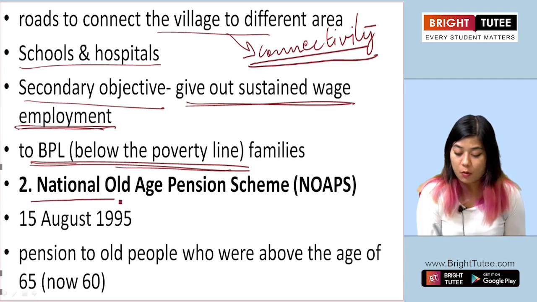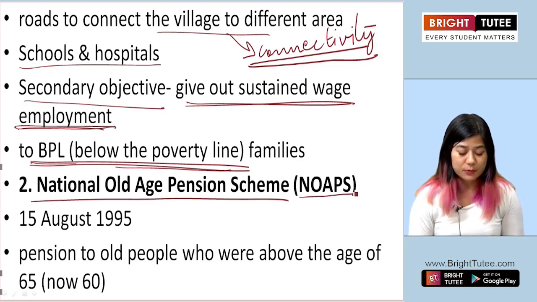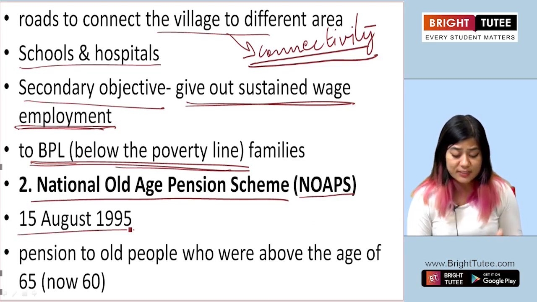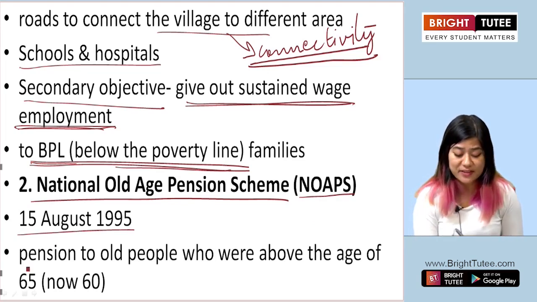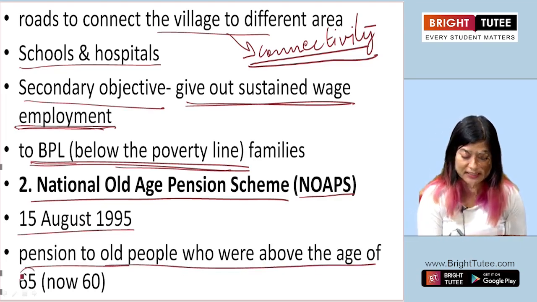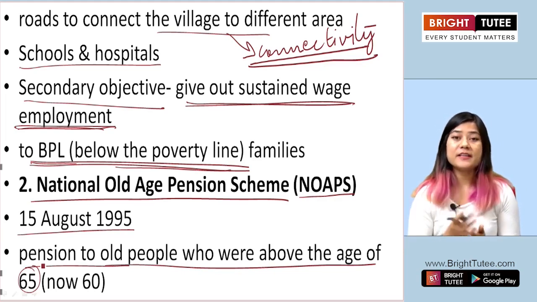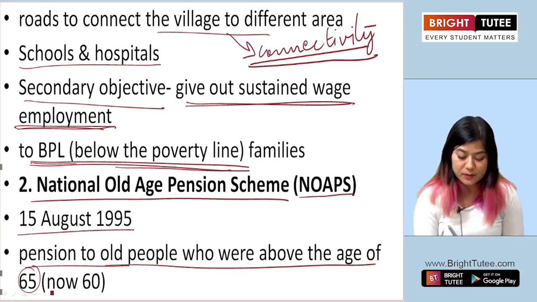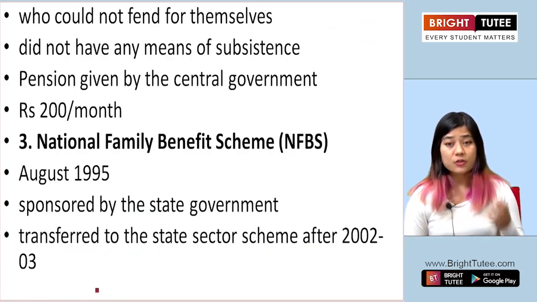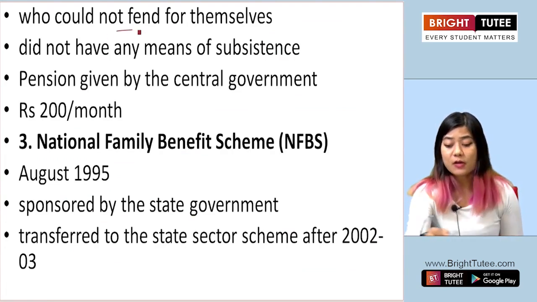Now let us look at the second scheme. It's called the National Old Age Pension Scheme, NOAPS. Okay, this was started on 15th August 1995. Basically it is a scheme which provides pension to old people who are above the age of 65. Now the scheme provides a pension, or some amount of financial support, to people who are above the age of 60.